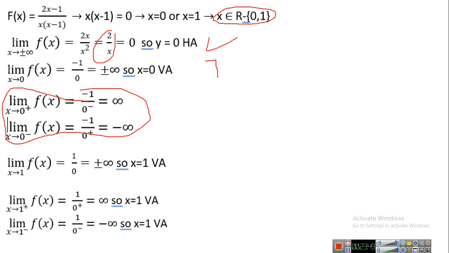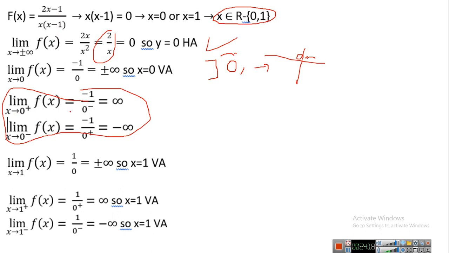Sometimes they give us a domain. For example, suppose I told you the domain is from 0 till a number, any number. Here you cannot do the limit as x tends to 0. You're going to do it from that side, and you have the 0 from here. So I do the limit as x tends to 0 plus. It's the same: I replace first of all by 0, and you have minus 1 over 0.